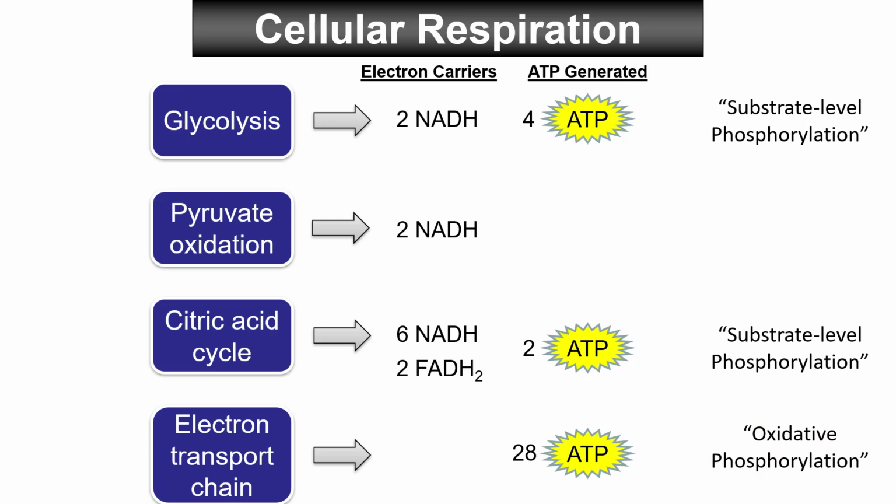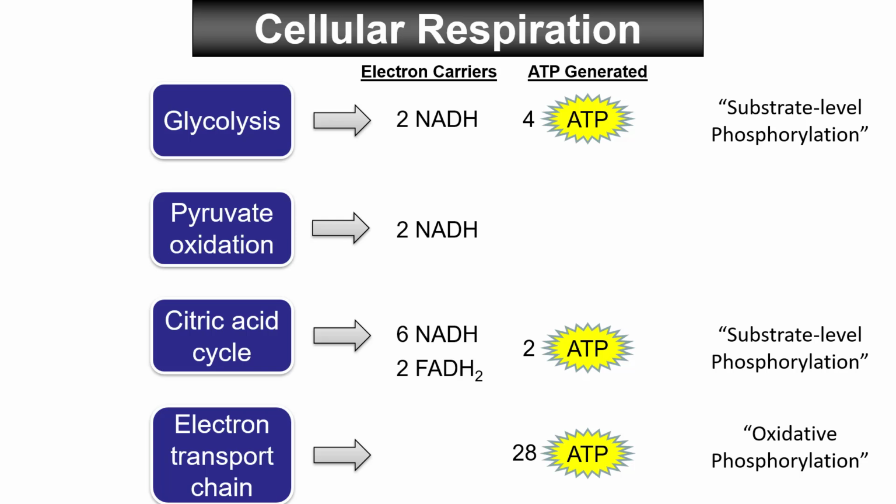Now, during the electron transport chain, where we get 28 ATP, we call that oxidative phosphorylation, because oxidative phosphorylation is not going to transfer that phosphate group from another molecule. It's actually going to be a free inorganic phosphate group. So ADP is going to be joined together with a free phosphate group to become ATP.